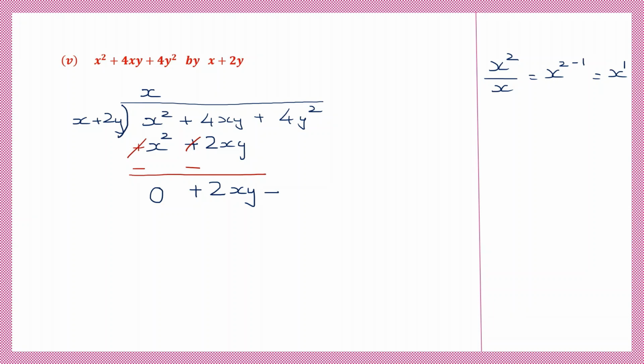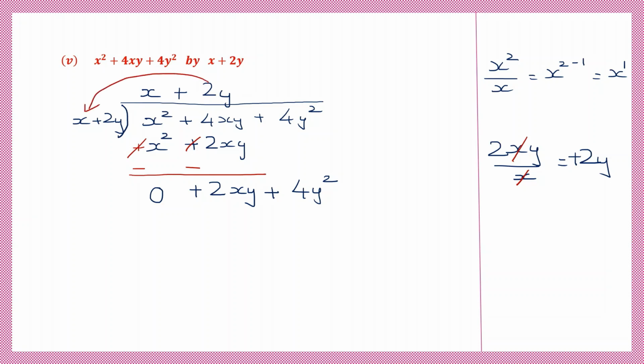Now let's bring down the next term, 4y squared. Again, take the first term and first term of the divisor and divide. So 2xy divided by x. So the number is 2. Now x will get cancelled and I only have y left. So this is plus 2y. So let me write it down there, plus 2y. Now I need to multiply 2y into x. So the number is 2, x into y will be xy.